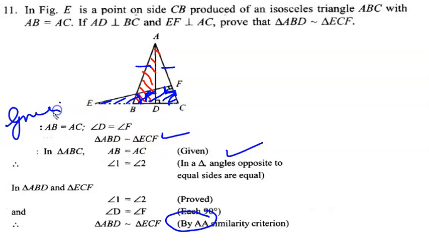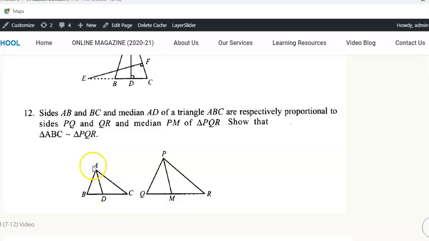So this is, as you are aware, the given, and this is what you have to prove, and this comes as a proof here. So please note down carefully for your exam purpose. We move to question number 12. Now two triangles are given here. Sides AB and BC, and median AD of triangle ABC are respectively proportional to sides PQ and QR and median PM. It means they are in the same ratio. So the ratio of AB to PQ is equal to BC by QR and AD by PM, because they are proportional.